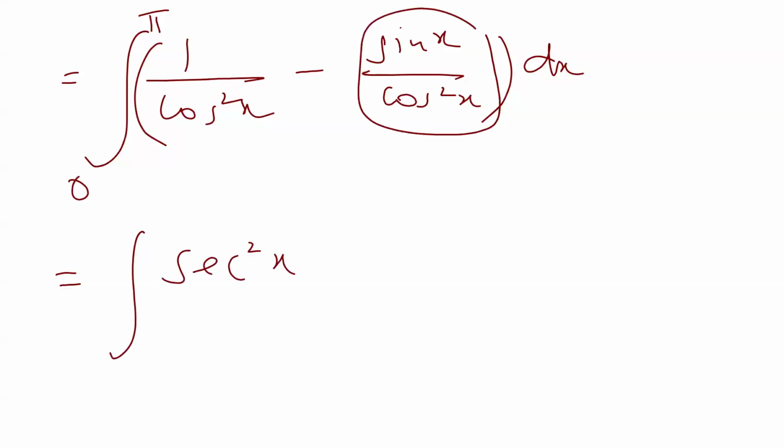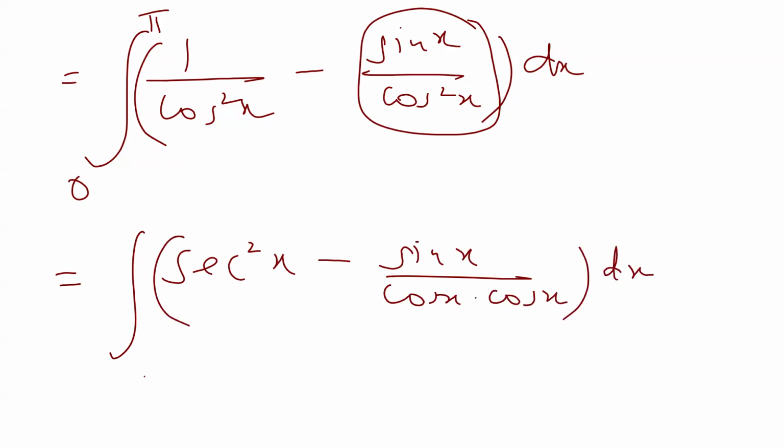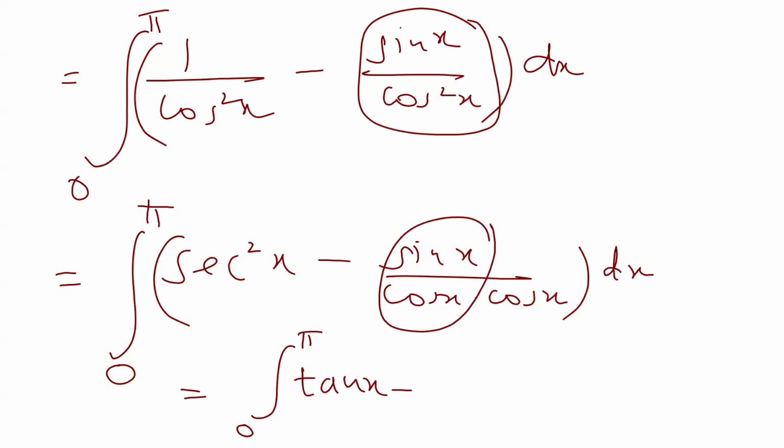Now this is sin upon cos square. We should write the cos square term down 2 times. So the integral of sec square x is tan x, minus sec x tan x, because cos will go up and sin upon cos is tan.